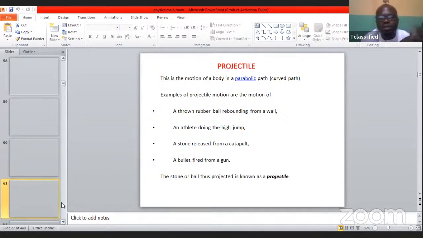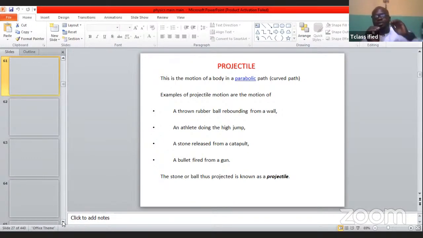Okay. So you can see here, we have that this is a motion of a body in parabolic path. That is a projectile motion. And these are the examples. Number one example of a projectile motion, because JAMB is going to ask you which of the following is not an example of projectile motion. So take note, a thrown rubber ball rebounding from a wall is an example of a projectile motion. An athlete doing the high jump.